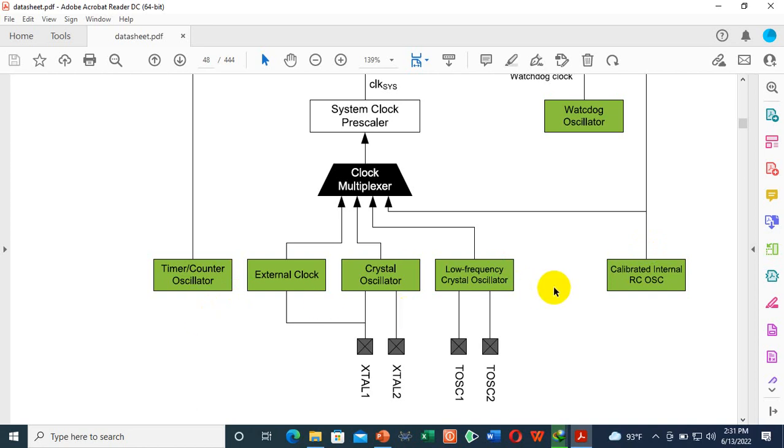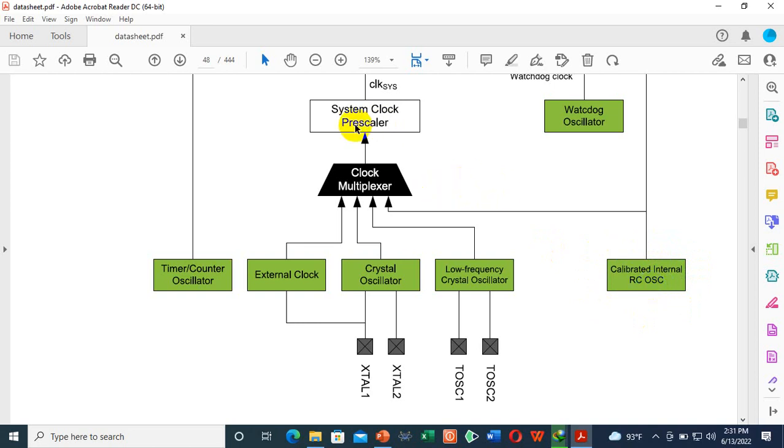Okay. At a time, you pick up only one oscillator or source. So this is the clock multiplexer. You just take your digital output and feed that output to the system clock prescaler. For example, this is the default calibrated internal RC oscillator.